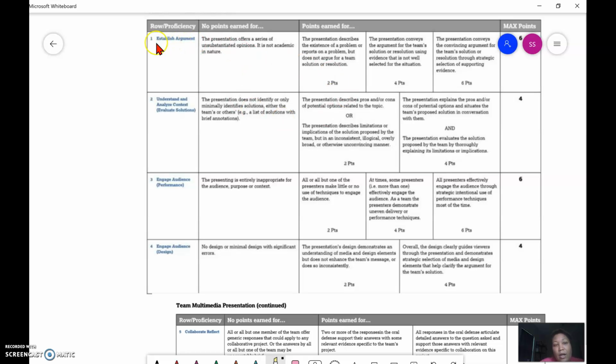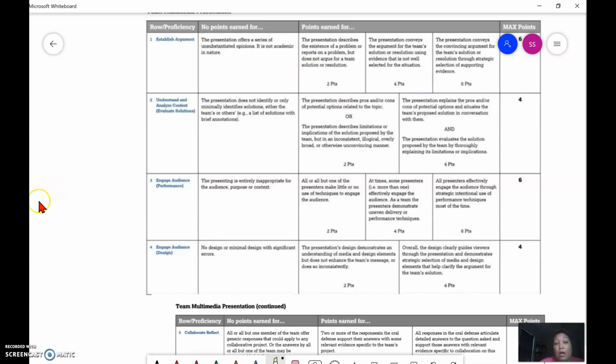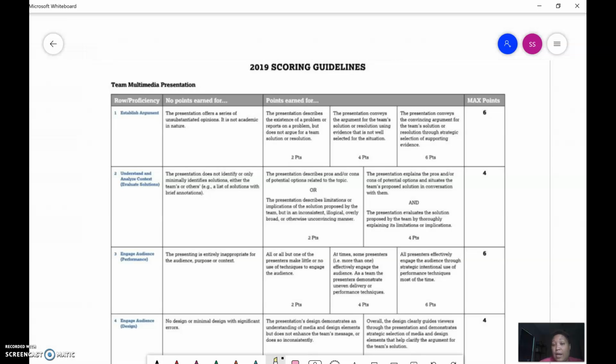So, establish argument. You can get 6 points here. And I'll explain to you the difference between the IRR and the TMP. The IRR is a research report, so it will be something that is used to establish the team argument. The TMP is an argument and is a presentation that is presenting the argument that the team is coming up with. So in order to earn a 6, the team's presentation conveys a convincing argument for the team solution and resolution through strategic selection of supporting evidence.